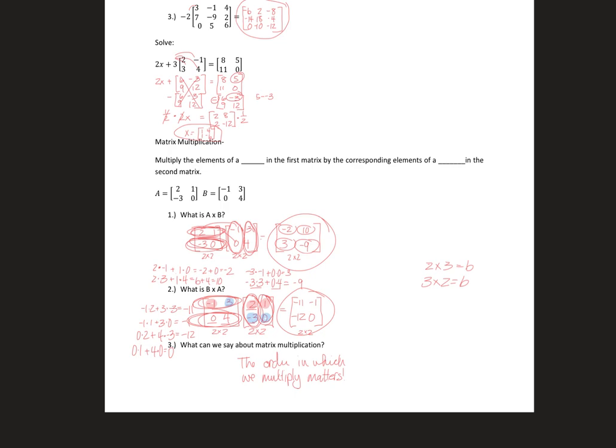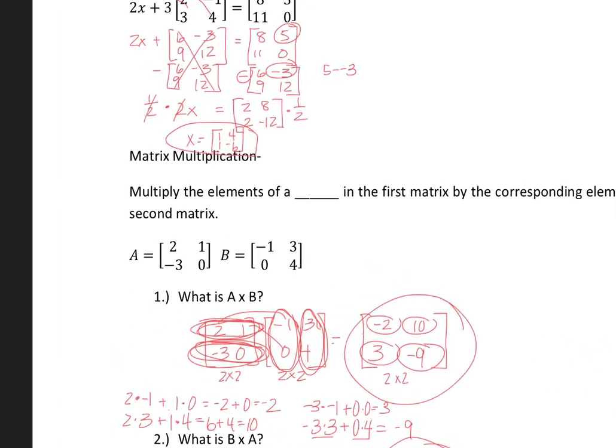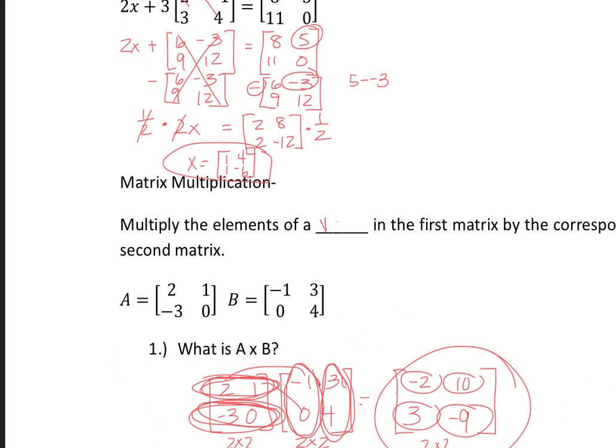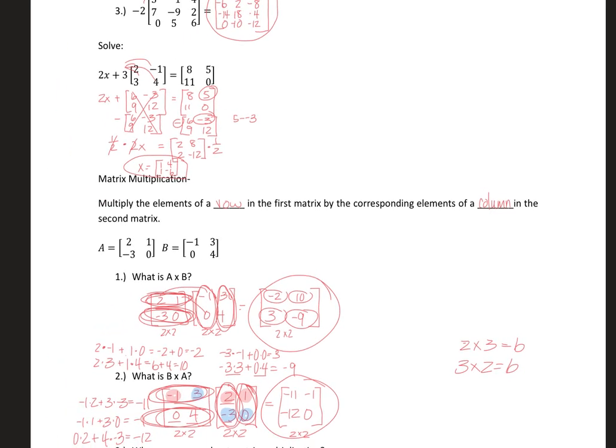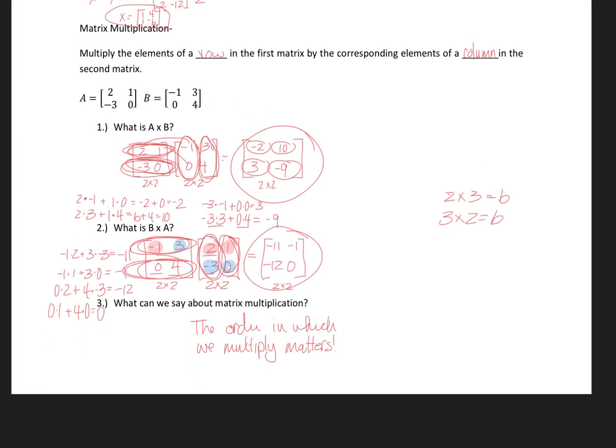All right, so there's our first introduction here. Multiply each element of a row in the first matrix by the corresponding elements of a column in the second matrix, right? So rows times columns. That's our rule of thumb. You will always, always, always do rows in the first one and columns in the second one. Never switch that up. Don't do columns in the first one and rows in the second matrix. Rows in the first one, columns in the second. All right, let's look at another example here on the next page, though.